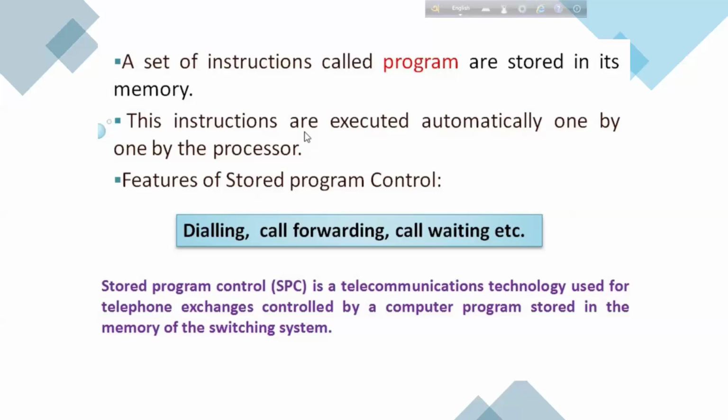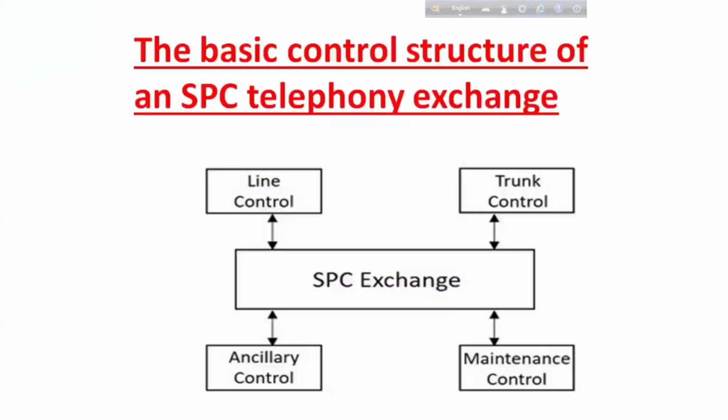So all these processes are instructed before they are done. They are saved in the computer before the processing. So all of the instructions, how to do and what to do, are instructed by programs and saved in the processor. Okay. Now the basic control structure of an SPC telephony exchange.